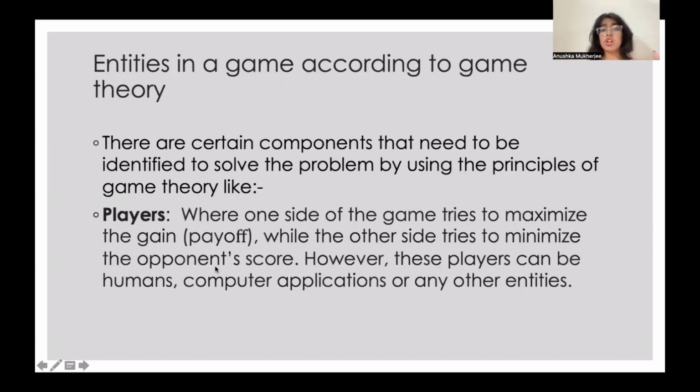Now we will talk about certain entities which are correlated with game theory. There are certain terms that we must understand in order to solve the problem using the principles of game theory, like players. Players: one side of the game tries to maximize the score, whereas the other side tries to minimize the opponent's score. However, these players can be humans, computer applications, or any other entity. For example, take the game of chess. You play chess with the computer. So the computer becomes your opponent, and thereby you are one player and your computer is another player.